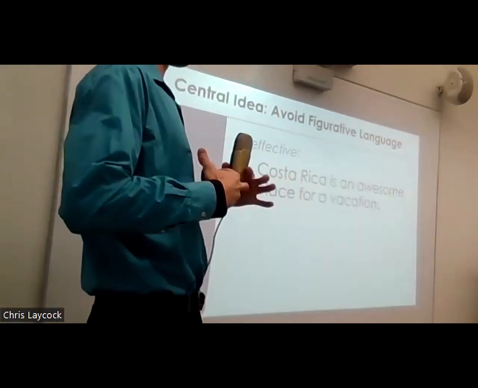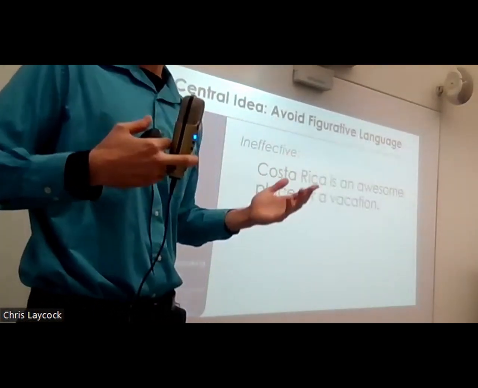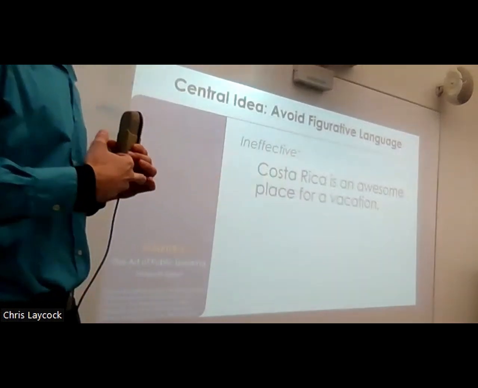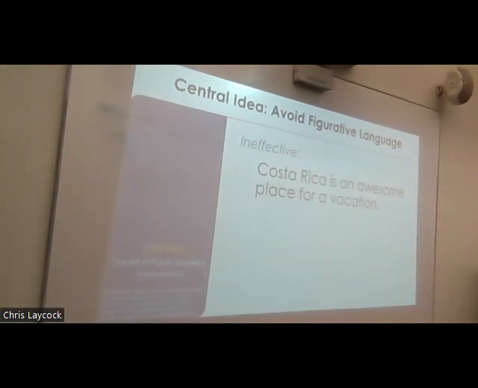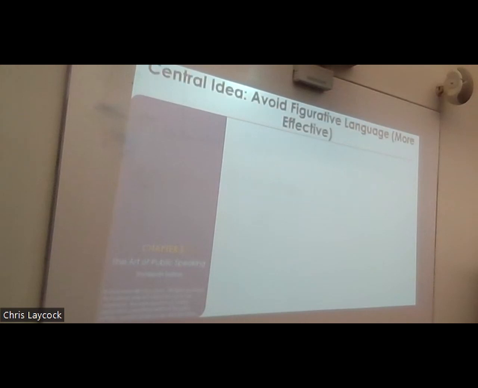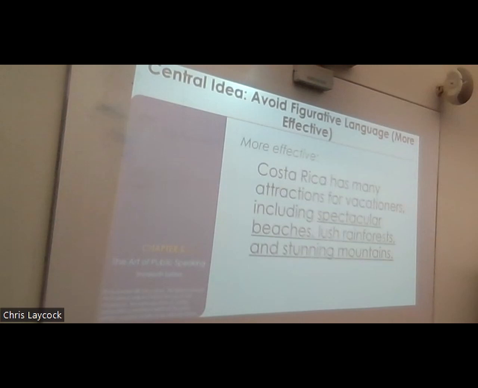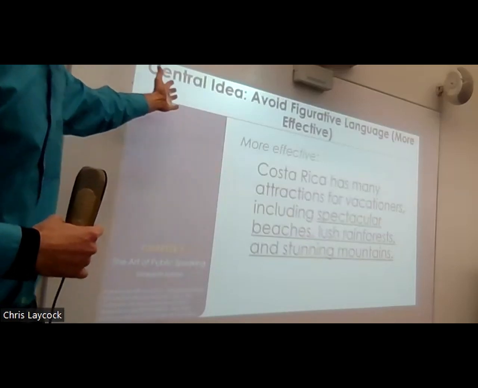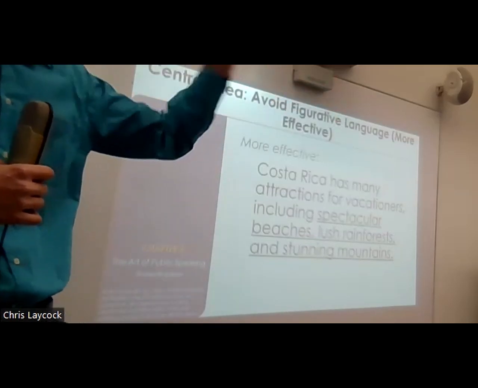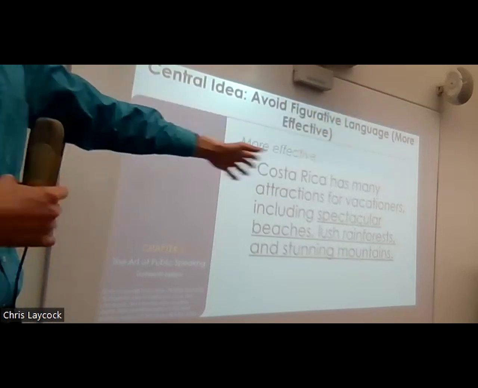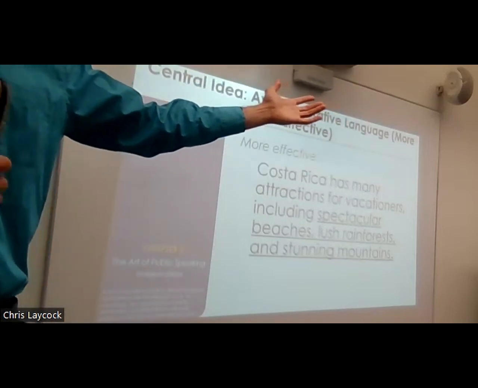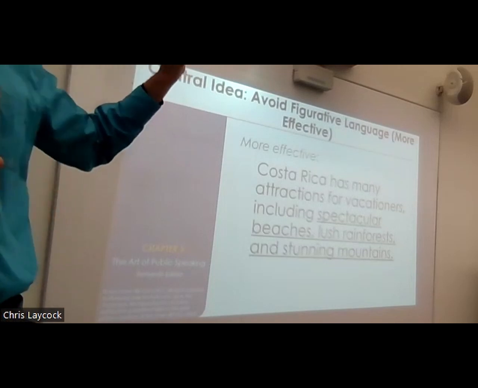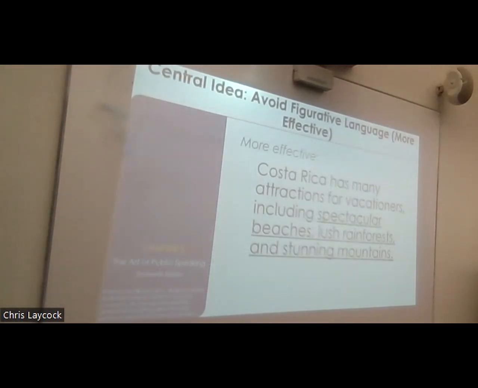Figurative language. Costa Rica is an awesome place for a vacation. I'm sure it is, but that's just too vague of a term, awesome. You can't objectively measure awesome. It's a subjective term. It's a feeling. More effective would be something like: it has many attractions for vacationers, including spectacular beaches, lush rainforest, and stunning mountains. You want to go there more now because it's not just awesome. I can go there because I know specifically what I can have in mind for myself. Beaches, rainforests, mountains, a lot of diversity, it seems like.